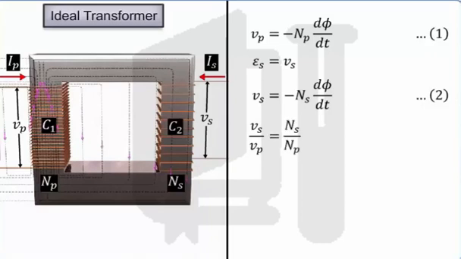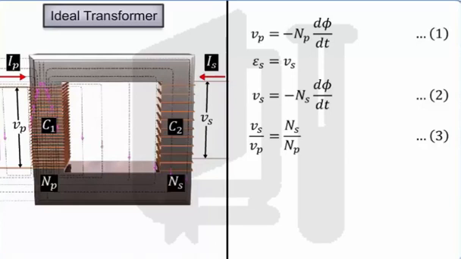Thus, we observe that the ratio of the voltage across the secondary coil to that across the primary coil of a transformer is the same as the ratio of the number of turns in the secondary coil to that in the primary coil, respectively.